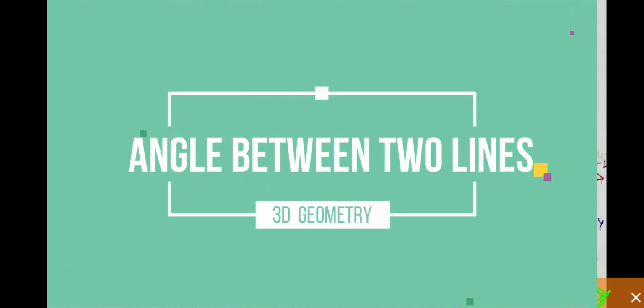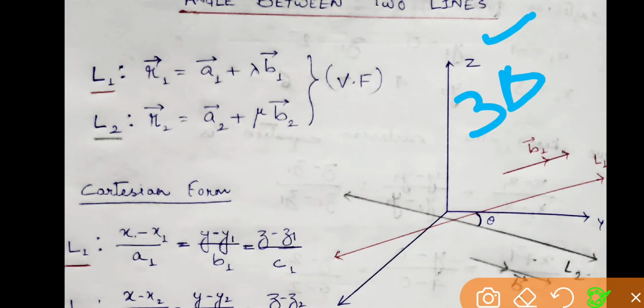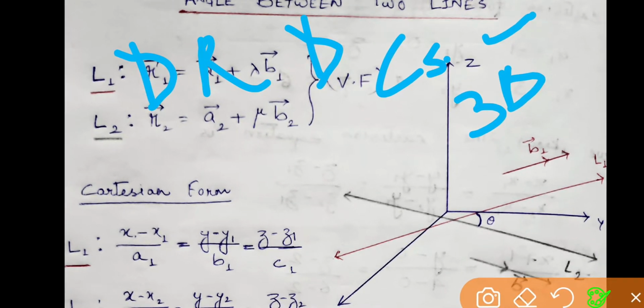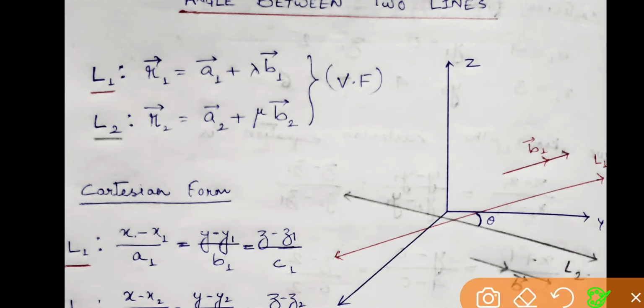Hello guys, now we'll be doing another topic from 3D geometry. Previously we did three topics: direction ratios and direction cosines, then equation of a line passing through a point and parallel to a given vector, and then equation of a line passing through two points. Now we'll be seeing how we find the angle between two lines.